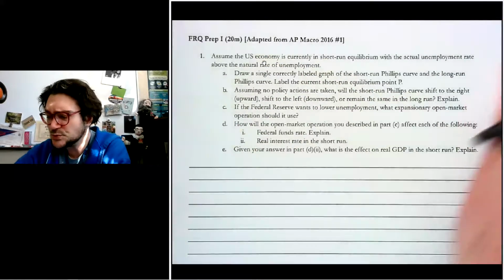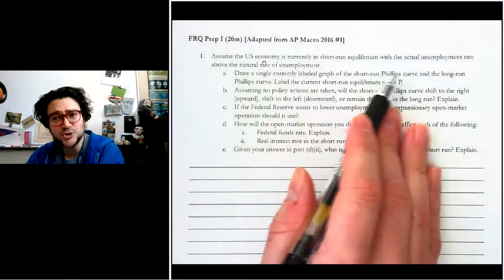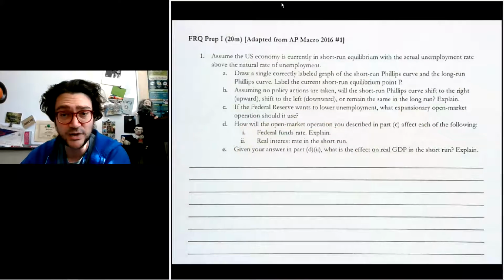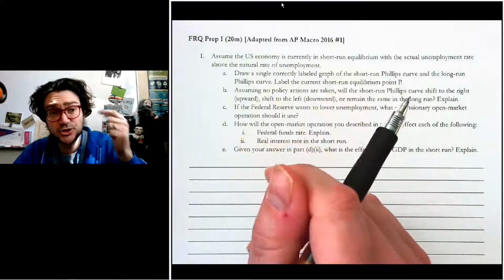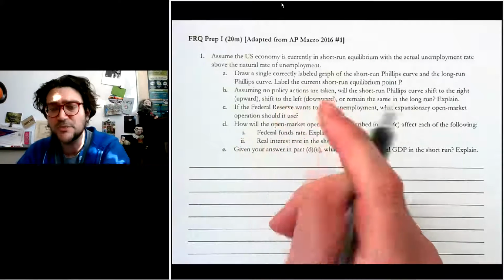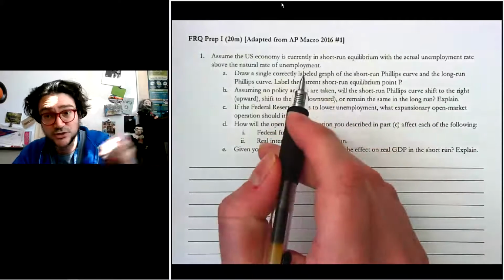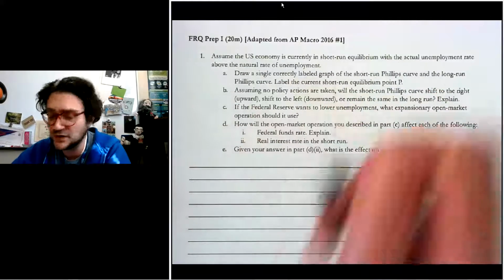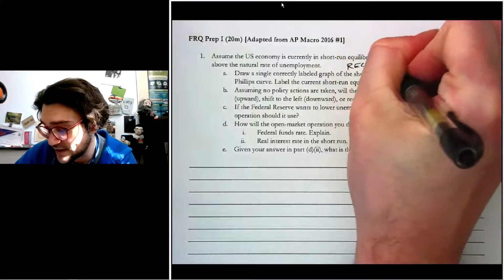So the first one says, assume the U.S. economy is in a short-run equilibrium with the actual unemployment rate above the natural rate. Right off the bat, you should be identifying: is the economy in an expansion, a recession, or long-run equilibrium? Here it's telling us we're in a recession, right? The actual unemployment rate's above the natural rate.